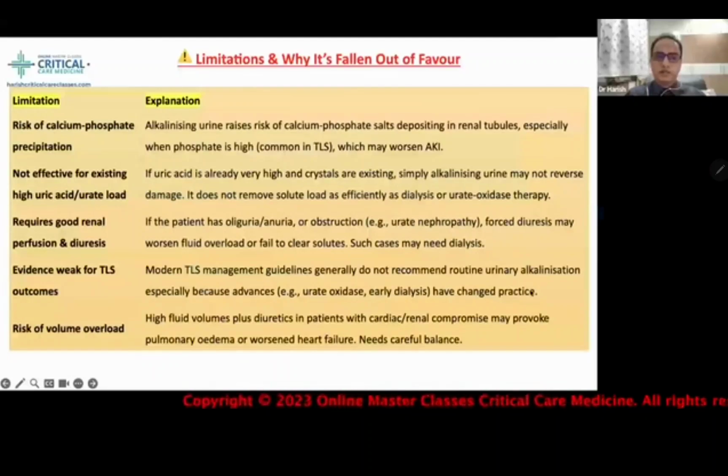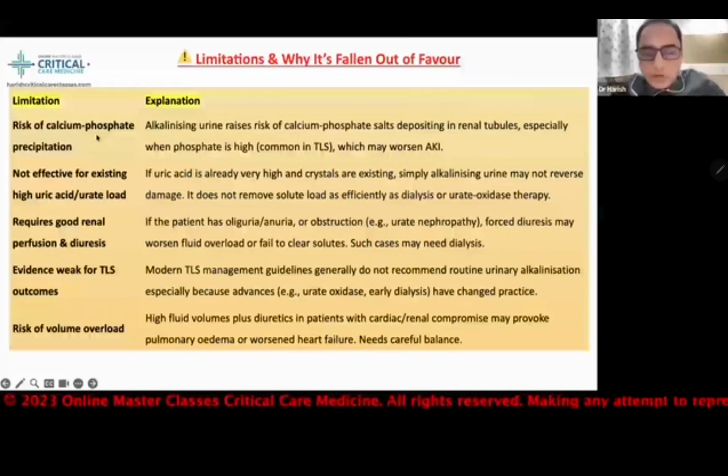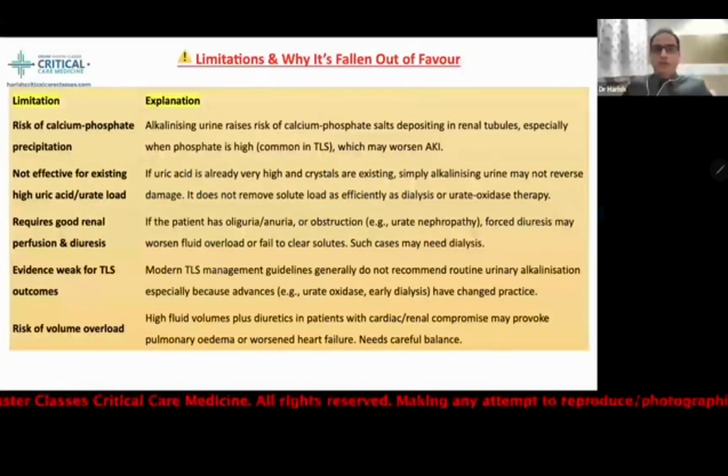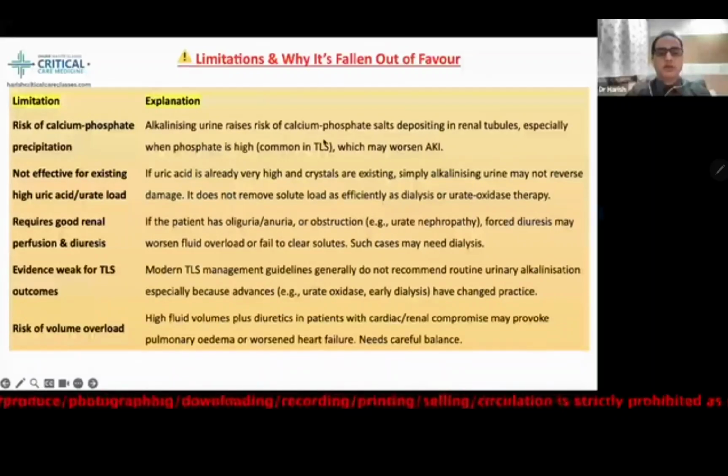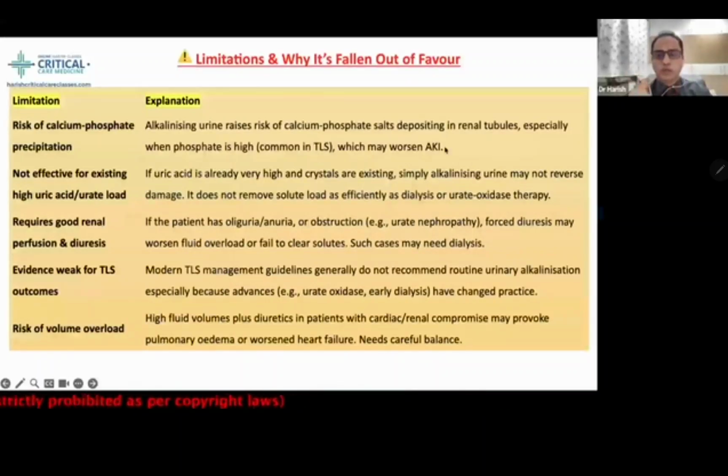There are many reasons. First, risk of calcium phosphate precipitation. As I told, it reduces uric acid crystal formation because it helps the uric acid get excreted from the renal tubule. But on the other hand, alkalizing urine raises the risk of calcium phosphate salt depositing in the renal tubule, especially when phosphate is high. That is more common in tumor lysis syndrome, which may worsen the AKI. Very important rationale for why we don't use forced alkaline diuresis.